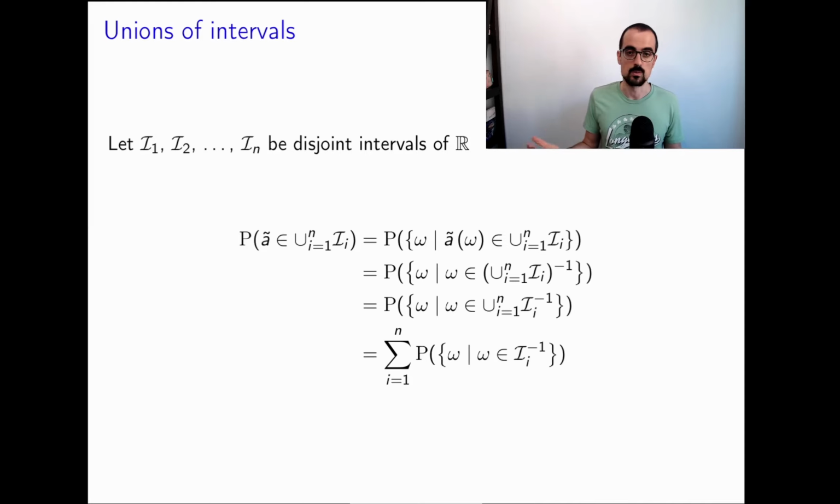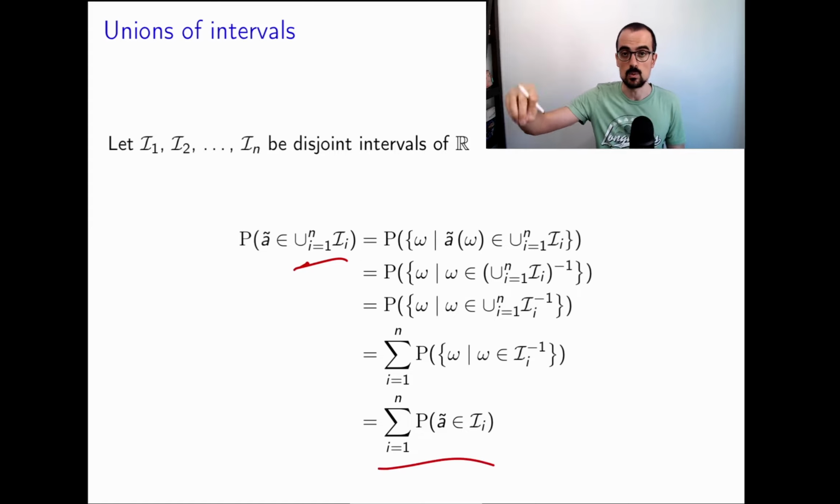So, boom, we can just add the probabilities by the properties of probability measures, and we have that the probability of the union is equal to the sum of the probabilities of the random variable being in each of the individual intervals. And that's amazing because now we don't have to worry about the underlying probability space anymore.